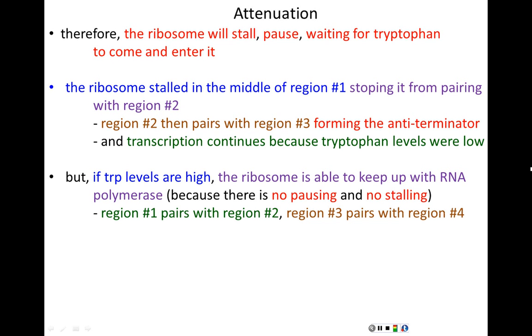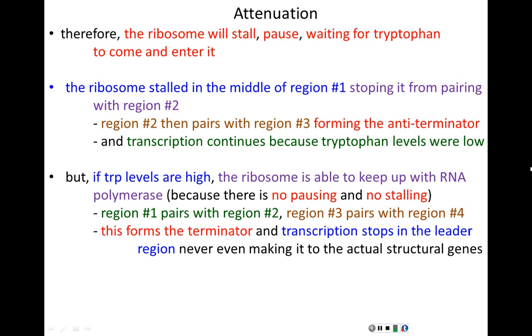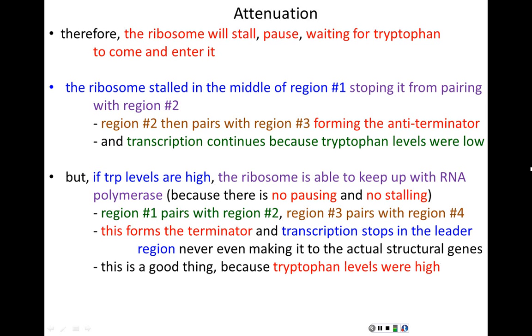Region 1 is free to pair with region 2. When region 3 emerges, region 2 is not available for base pairing, so region 3 remains until region 4 is transcribed and the region 3-4 base pairing structure forms. This is the terminator. When region 1 base pairs with region 2 and region 3 base pairs with region 4, we create the terminator structure, which stops transcription cold in the leader region, never allowing RNA polymerase to transcribe the trp operon genes. Why? Because tryptophan levels were high, and we don't need those trp operon genes transcribed.